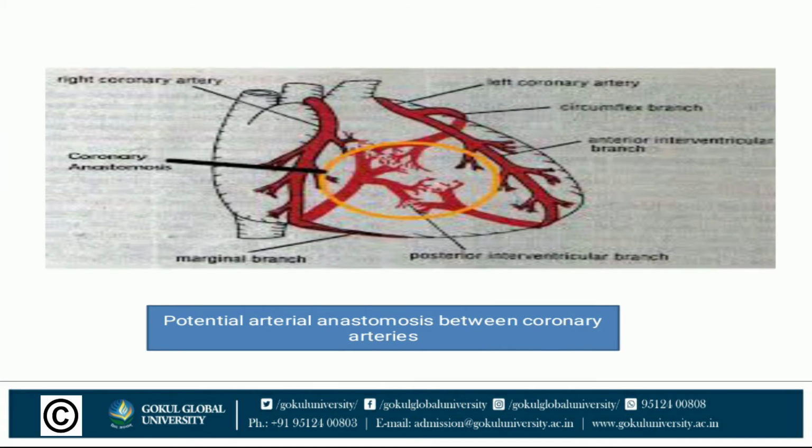Now, potential arterial anastomosis between the coronary arteries. In this diagram you can see the right coronary artery, coronary anastomosis, left coronary artery, circumflex branch, anterior interventricular branch, posterior interventricular branch, marginal branch.